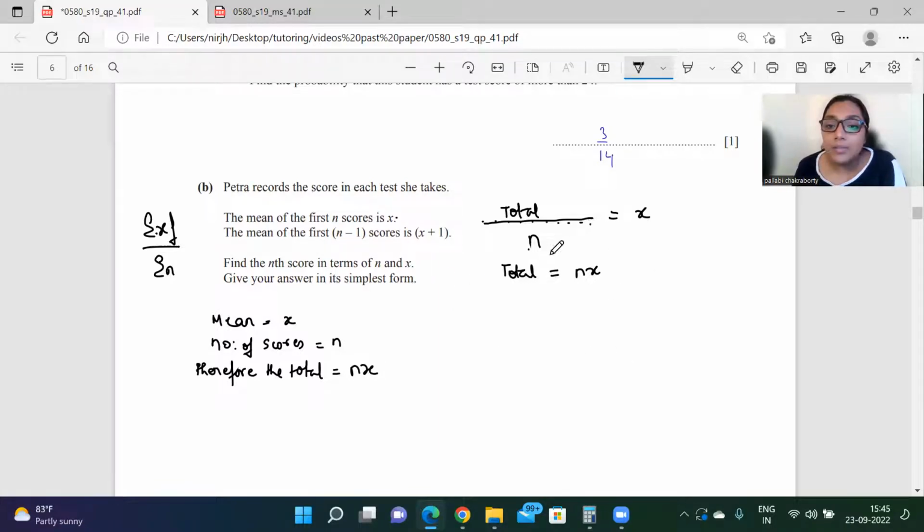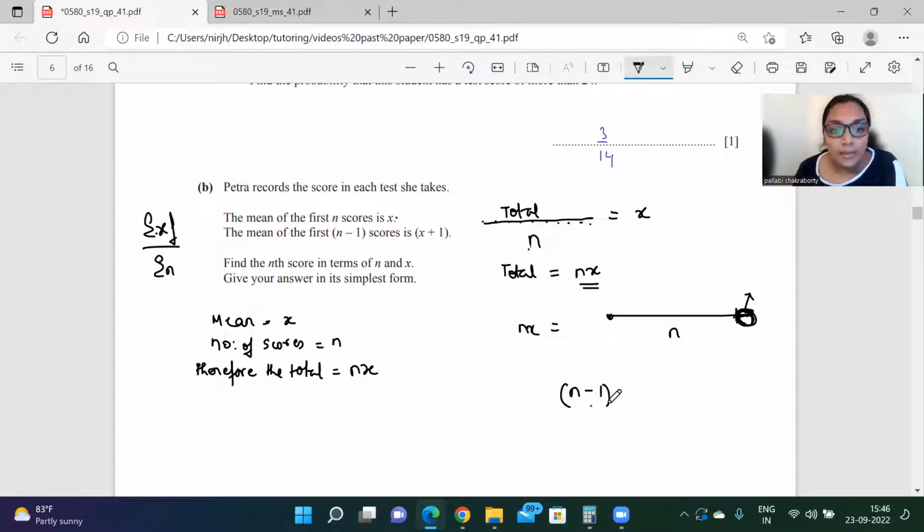So the total comes out to be nx, and that was the total of n number of scores, right? If this is n, then the total is nx. Nx is the total of n number of scores. Then comes the second statement, which is the mean of the first n minus 1. That means just one score less than n, right? So now the number is n minus 1. We are leaving out the last term. There are n terms and now there are n minus 1 terms. So we have left out the last term.